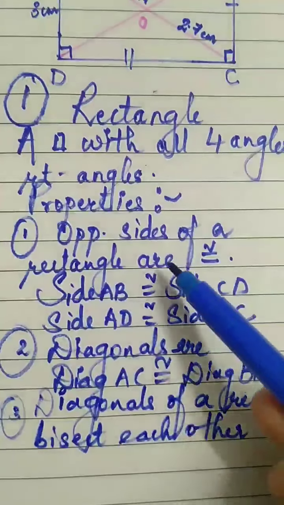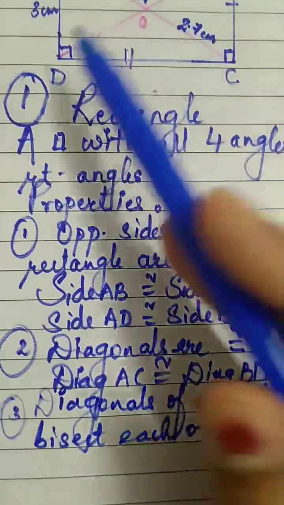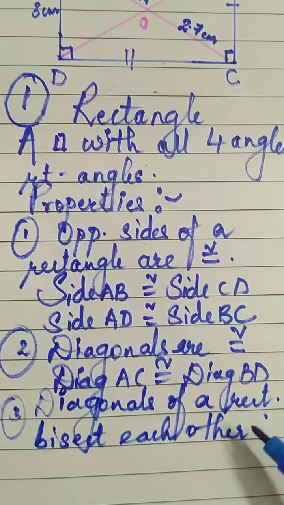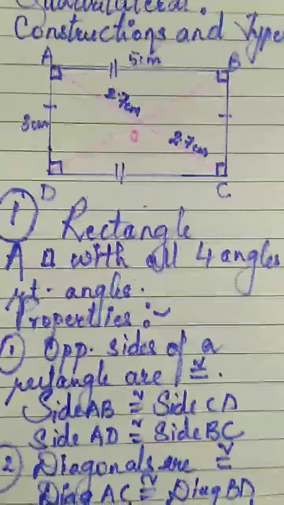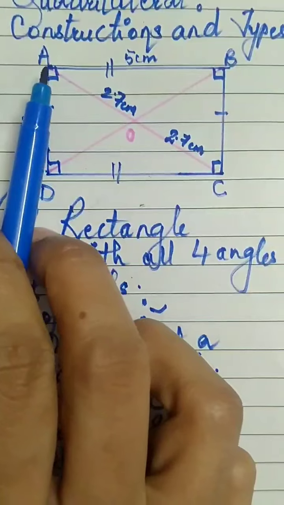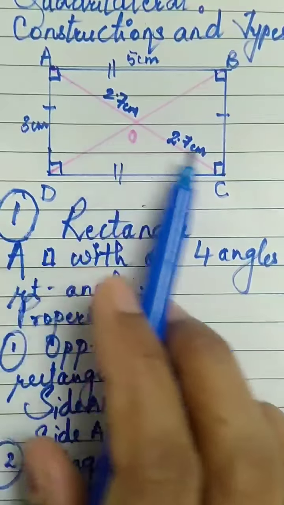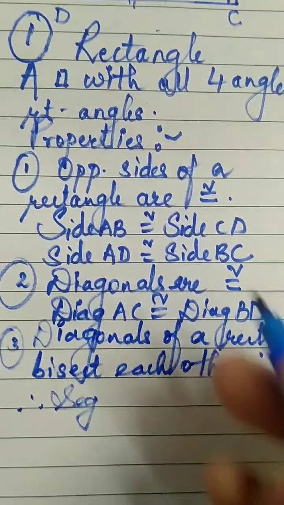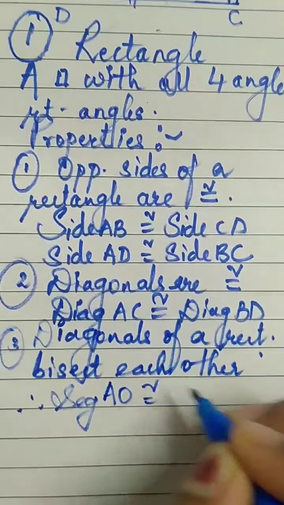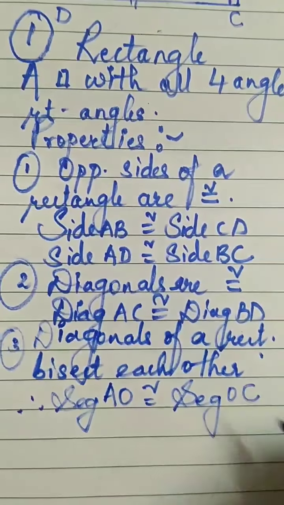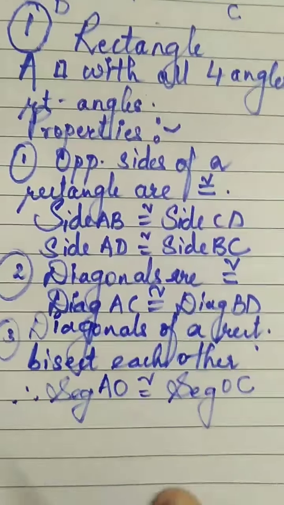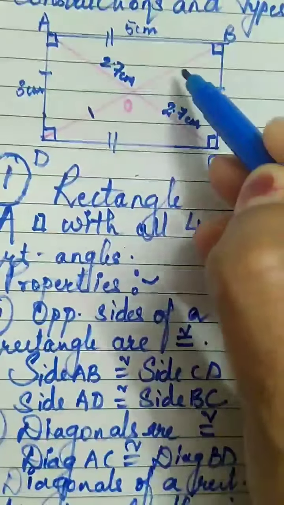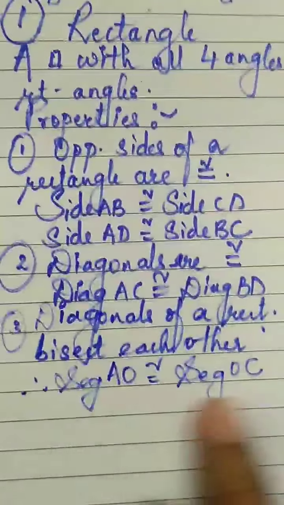Which are the three properties? Opposite sides of a rectangle are congruent. Diagonals of a rectangle are congruent. Diagonals of a rectangle bisect each other. How will you write it? By looking at the figure. Diagonals of a rectangle bisect each other means you will write segment AO congruent to segment OC. So I'll write therefore segment AO congruent to segment OC. Same way we can write about the next diagonal also. Segment OD congruent to segment OB. You can write that.